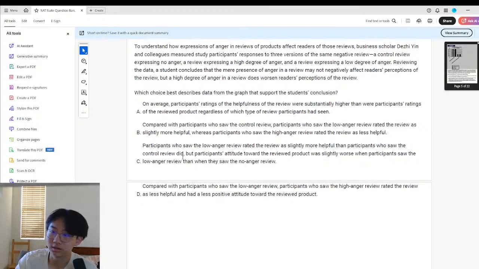We're looking at C now. Participants who saw the low anger review as slightly more helpful than participants who saw the control review did.